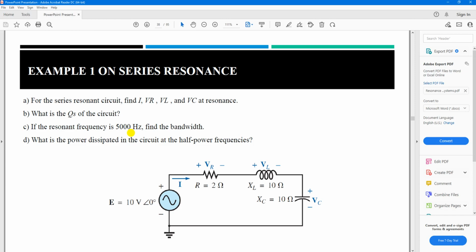Hi and welcome everyone to this lesson in our course for MATLAB. In this lesson we are going to discuss how we can simulate the series resonant circuit.